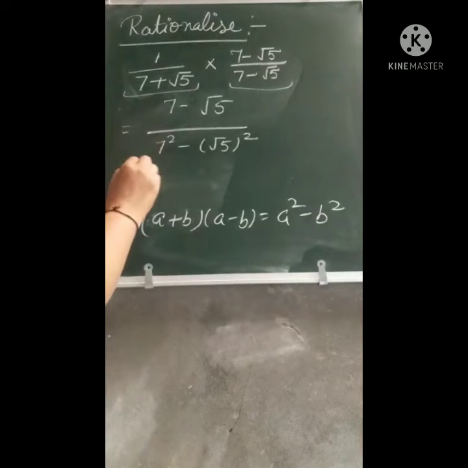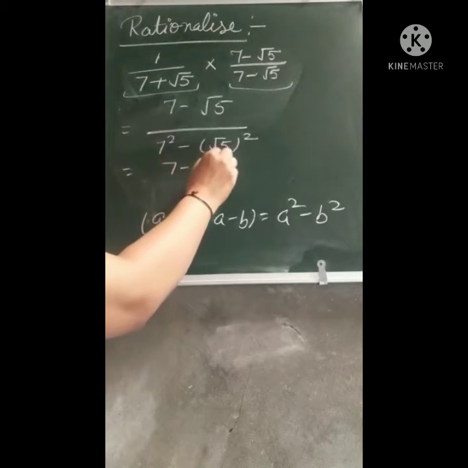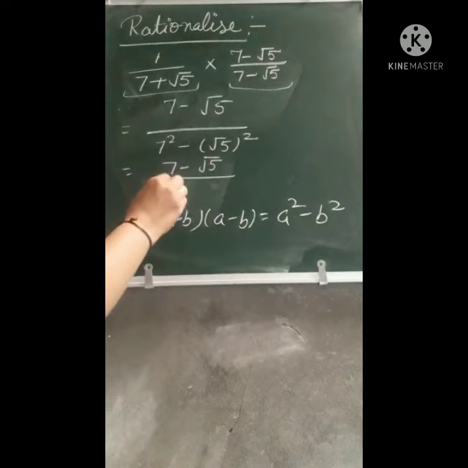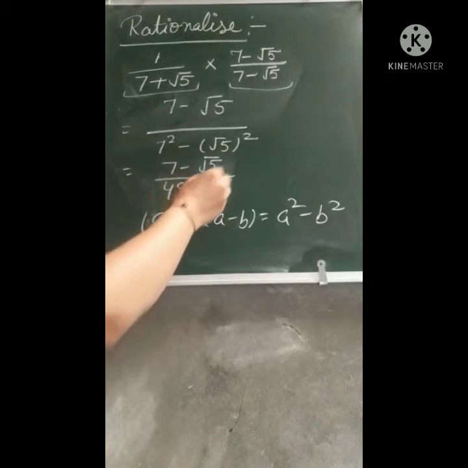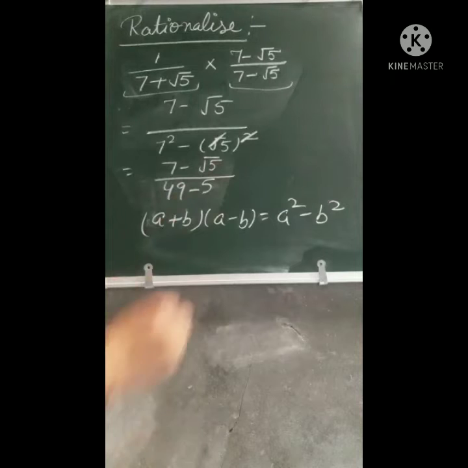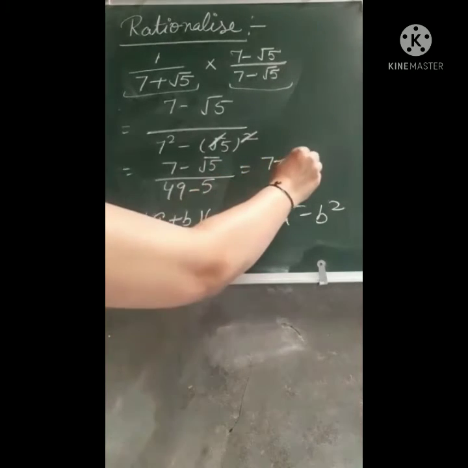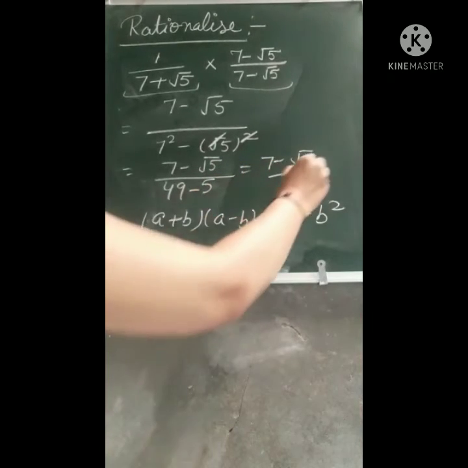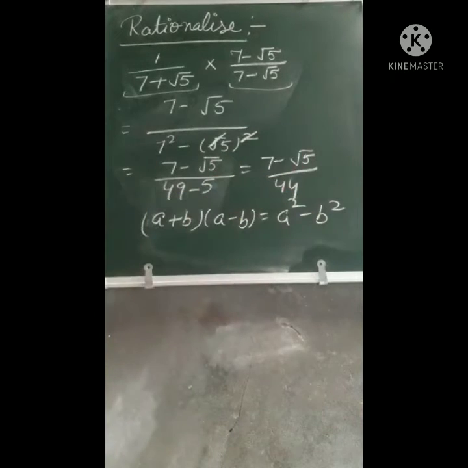Clear? So it's 7 minus under root 5, and 7 square is 49, and the square and root are going to cancel, so it's 5. It means 7 minus under root 5 over 44. So this is the required answer. Clear?